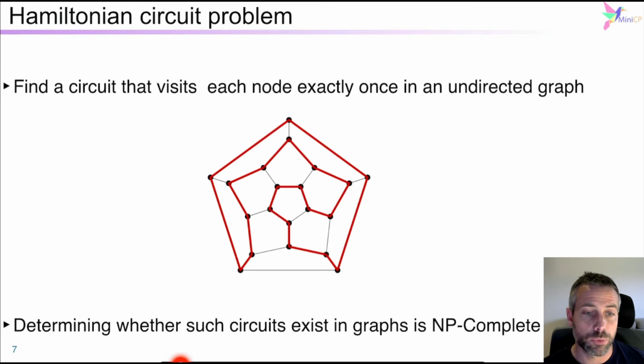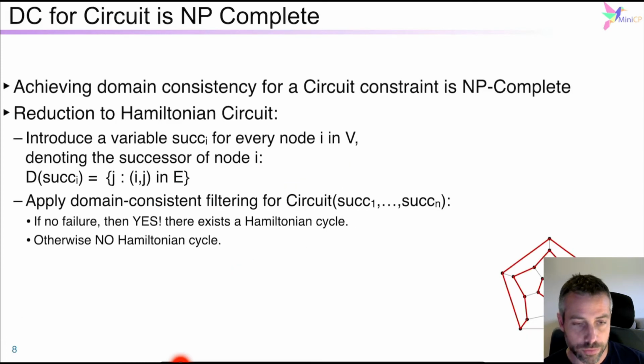The Hamiltonian circuit problem is an NP-complete problem. For a general graph, it's NP-complete to decide whether a Hamiltonian circuit exists that visits each city exactly once, for an undirected graph. And that's very bad news for us because what we would like to do is filter the Hamiltonian circuit constraint. And so, as a reduction to prove that it's also NP-complete to achieve domain consistency for that constraint, it's quite straightforward to make the reduction. We make the reduction of the filtering to the Hamiltonian circuit problem.